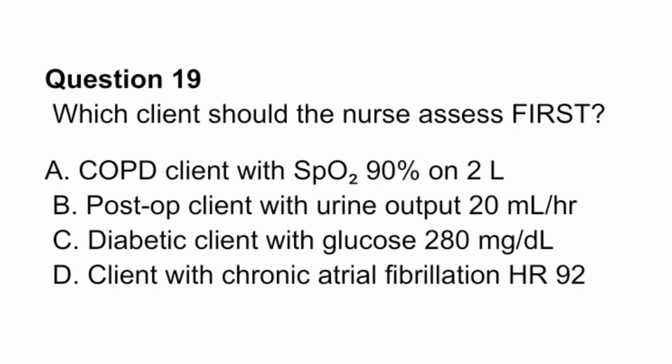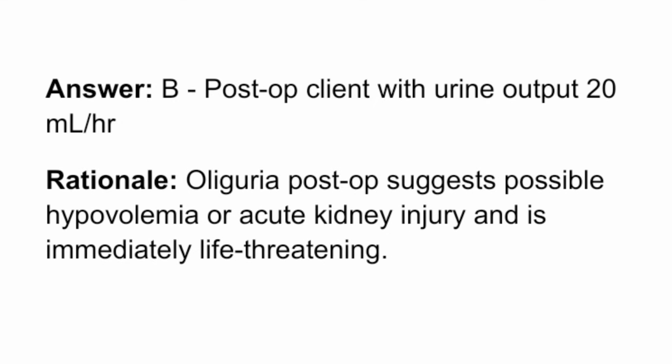Question 19. Which client should the nurse assess first? A. COPD client with SpO2 90% on 2 liters. B. Post-op client with urine output 20 milliliters an hour. C. Diabetic client with glucose 280 milligrams per deciliter. D. Client with chronic atrial fibrillation, HR 92. Answer: B. Rationale: oliguria post-op suggests possible hypovolemia or acute kidney injury and is immediately life-threatening.